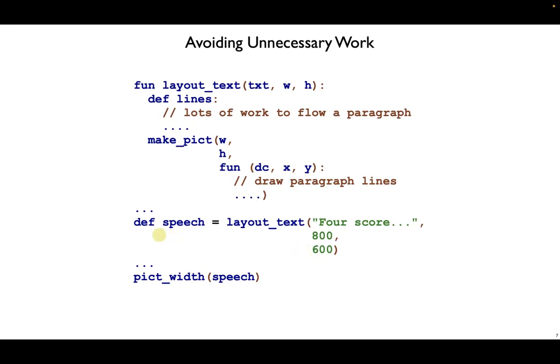At this point, we have a picture object, but we don't always use the resultant picture. It could be that we pass that picture into a function that asks for only the width. And then at this point, we don't need to do any of the work to lay out the text. All we need for the result here is that number 800 that we passed in as the width. So there's unnecessary work if this is our entire program.